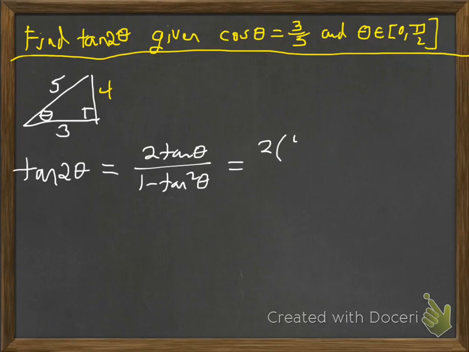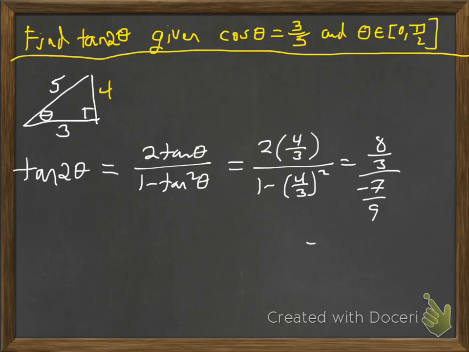So that's going to be 2 times opposite is 4 over 3, and then 1 minus 4 over 3 squared. Okay, so upstairs is going to be 8/3. Downstairs, when we're all done, it's going to be negative 7/9, and then we can go ahead and flip and multiply and reduce, and we get negative 24 over 7, which tells us that this angle ended up being in quadrant 2.